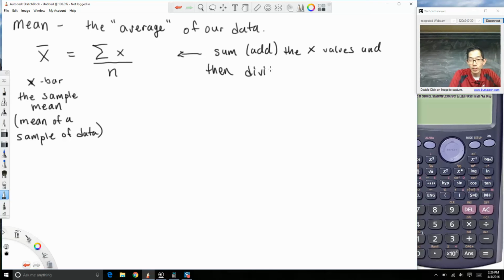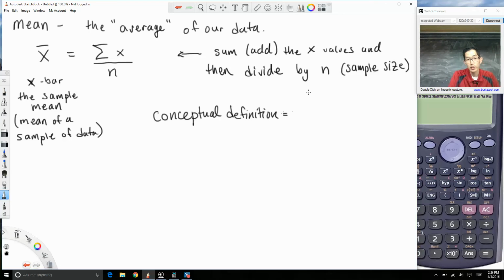I think we're already familiar with this. N being our, what? Sample size, right? Okay. Kind of our conceptual definition of the mean is going to be the balance point of our data.